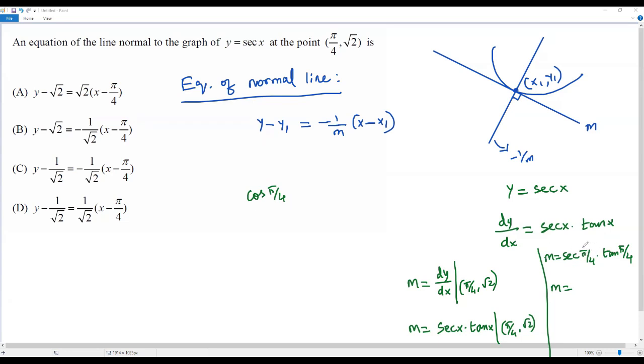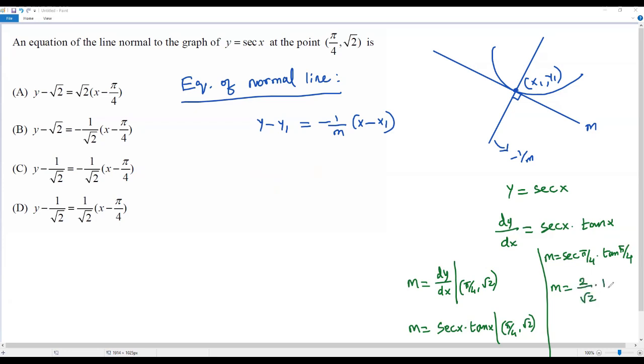Usually we remember the values for sine, cosine and tangent, the three basic trigonometric ratios. Okay, now let me write the value of cosine pi over 4. Its value is square root of 2 over 2. Then the value of secant pi over 4 is the reciprocal of this value, that is 2 over square root of 2. Okay, now I got the value of secant pi over 4, that is 2 over square root of 2.